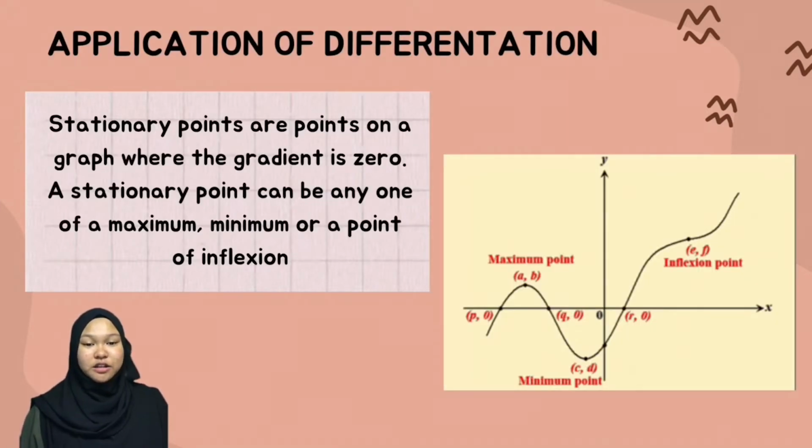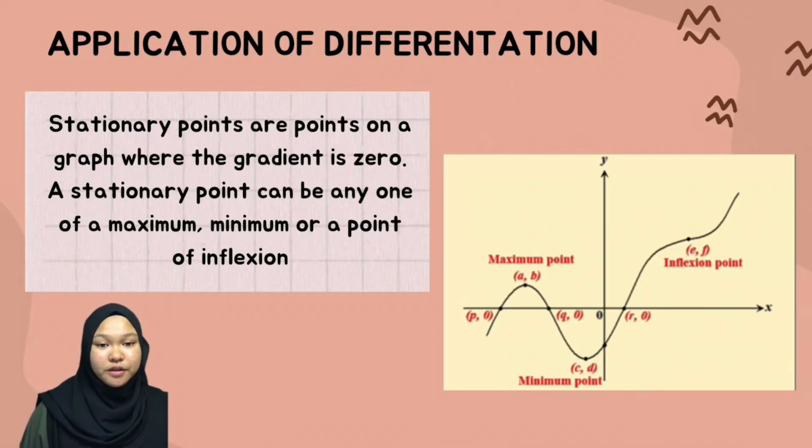So, an application of differentiation is the stationary point. Stationary points are points on a graph where the gradient is zero. A stationary point can be any one of maximum, minimum, or a point of inflection. These are illustrated on the next slide. So we can see the graph. In the graph, we have a maximum point, minimum point, and inflection point.